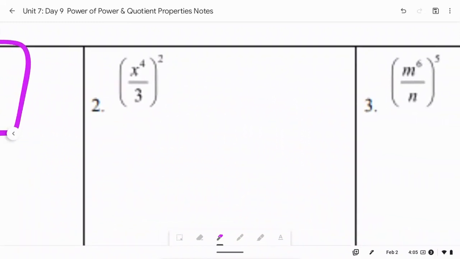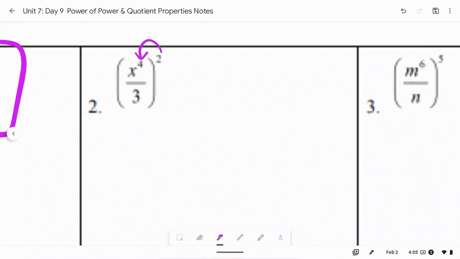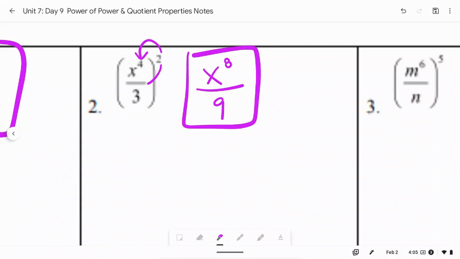In example 2, again, we're going to distribute. So multiply the exponent to get x to the 8th. And then 3 to the 2nd power is 9. Again, I can't reduce it any further. So that's my final answer.